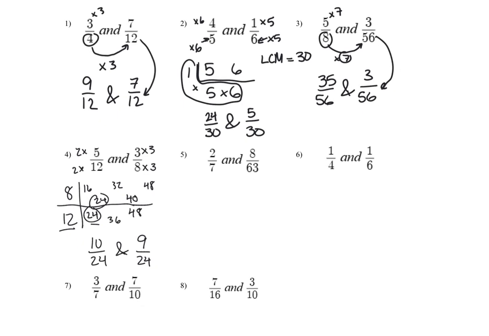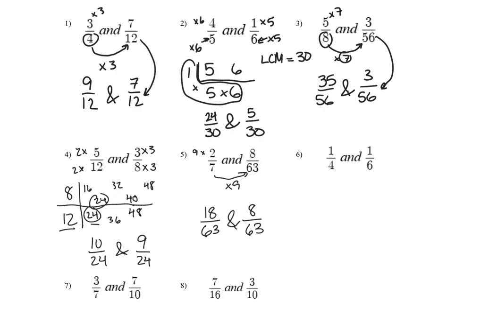Number 5, I've got another one. 7 times 9 gets me 63, so it's a multiple. I'm going to leave the second one alone. The first one is going to change to a base of 63. And my top, I've just got to scale up by the same factor of 9. 9 times 2 is 18.